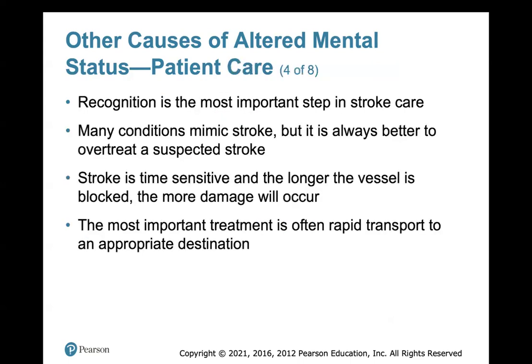So pretty much the only thing you can do pre-hospital for a stroke is recognize that it's a stroke. There's several conditions that can mimic a stroke, such as hypoglycemia we talked about earlier. It's always better to overtreat a suspected stroke because even if you're wrong, you still get them to the hospital in a very rapid fashion. Even if it's not a stroke, they can take care of what it is, no harm, no foul, right?